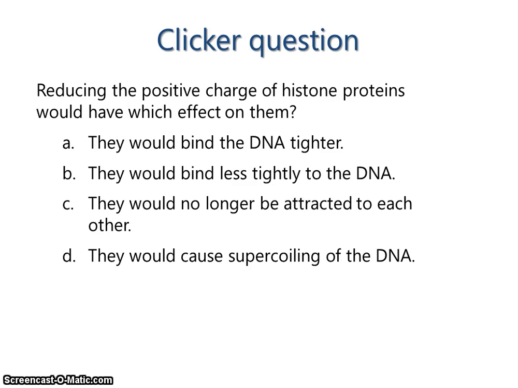Okay, here's a clicker question, just food for thought here. Reducing the positive charge of histone proteins would have which effect on them? A, they would bind the DNA tighter; B, they would bind less tightly to the DNA; C, they would no longer be attracted to each other; or D, they would cause supercoiling of the DNA. I'm going to give you a few minutes to think that over.